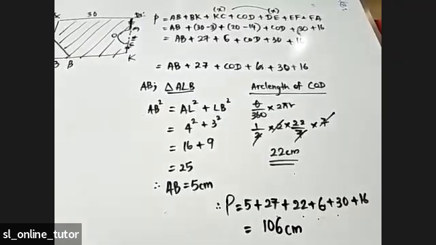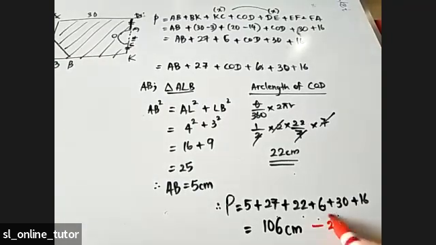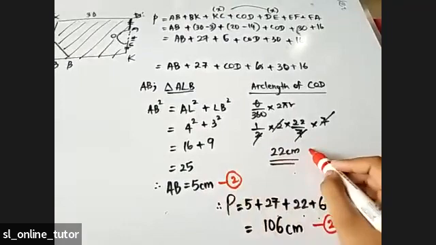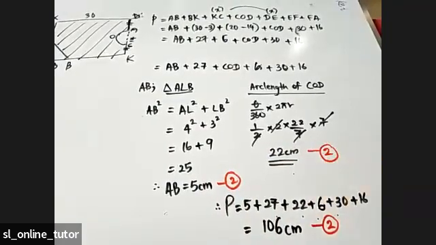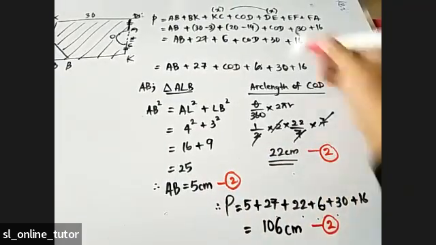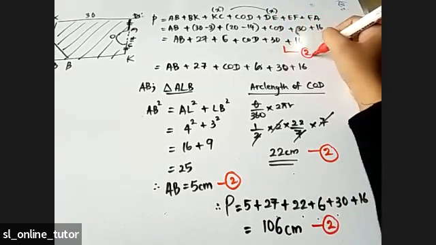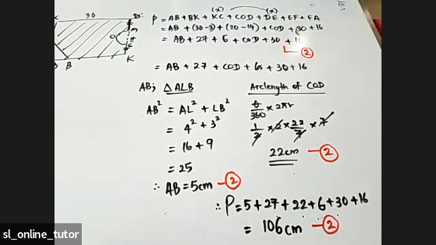I'll tell you how your marks is given. So you get 2 marks for the final answer. You get 2 marks for finding the AB length, 2 marks for finding the COD length, right? And also for doing this part clearly, you get 2 marks. So you get totally 8 marks. 8 marks for the 10th question.